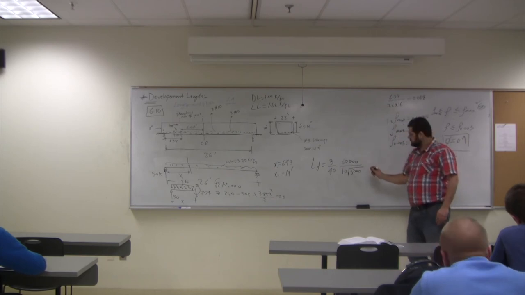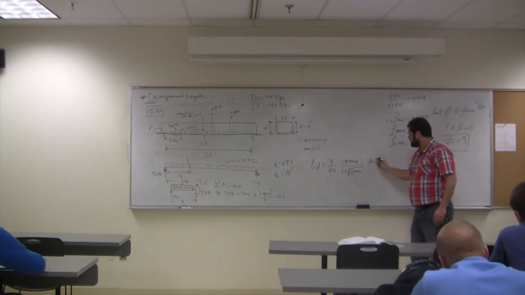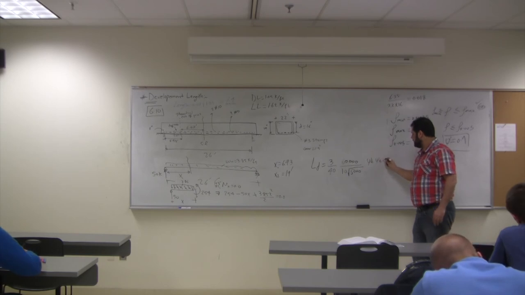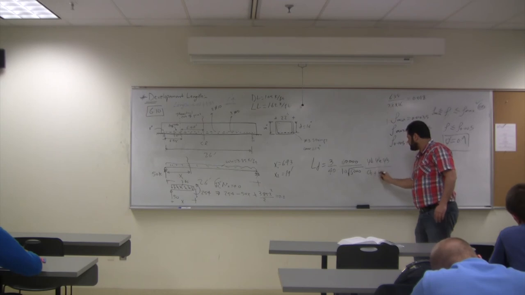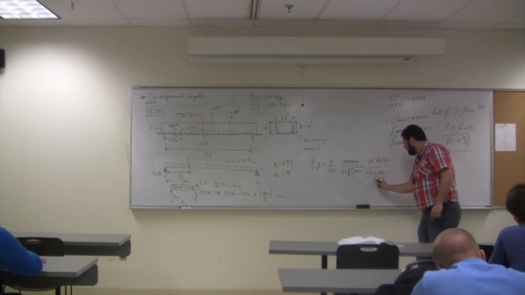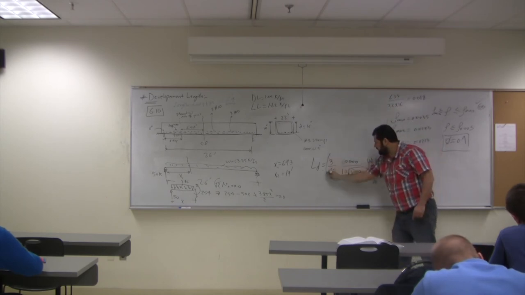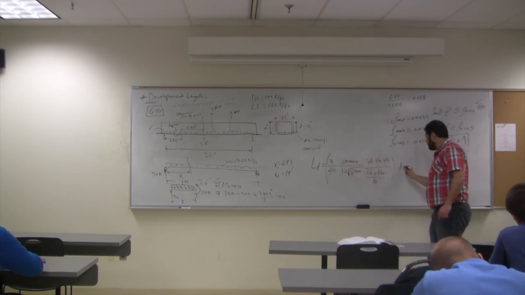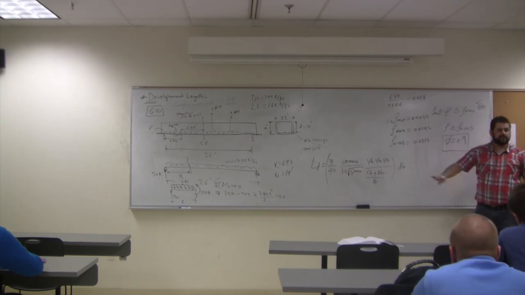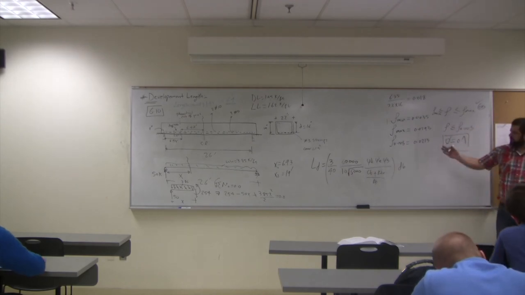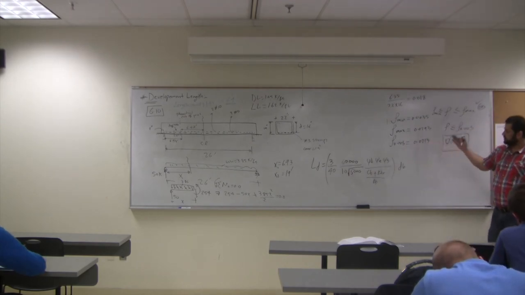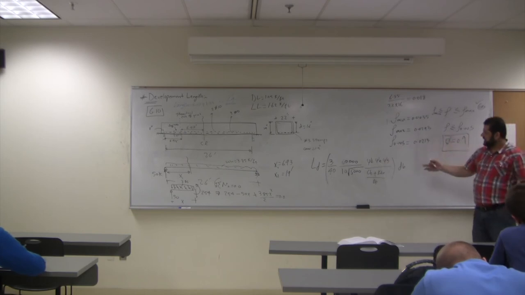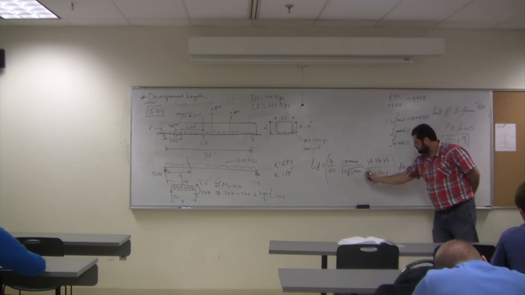Times psi t, psi e, psi s over cb plus Ktr, and we're going to have the values here in the formula, over db. Everything is multiplied by db. Good? Right. So 3 over 40, fy over lambda square root of f prime c, psi t, psi e, psi s, over this thing in here.